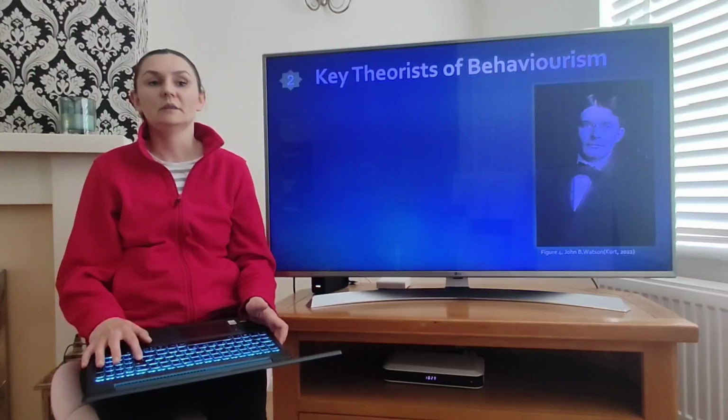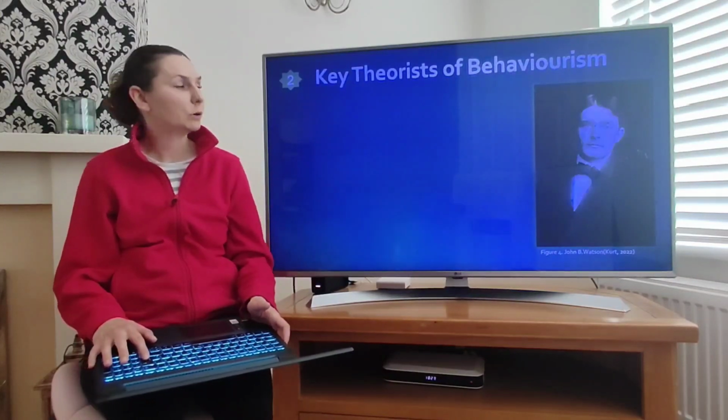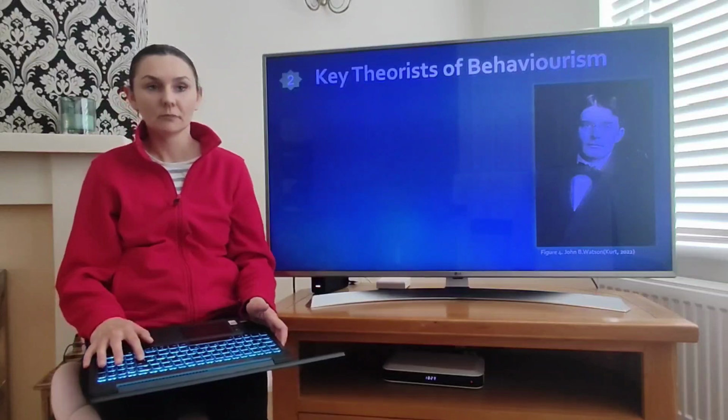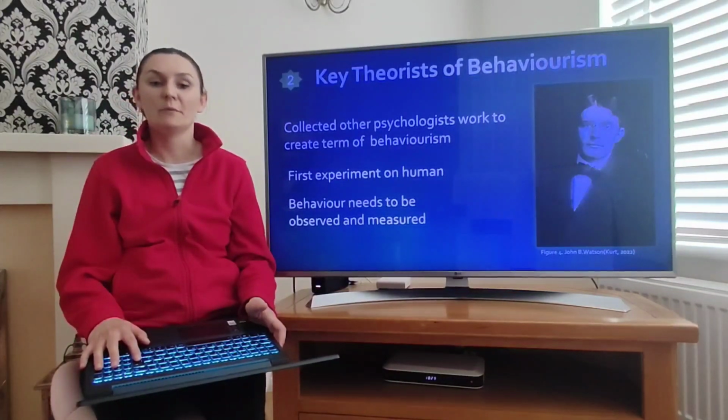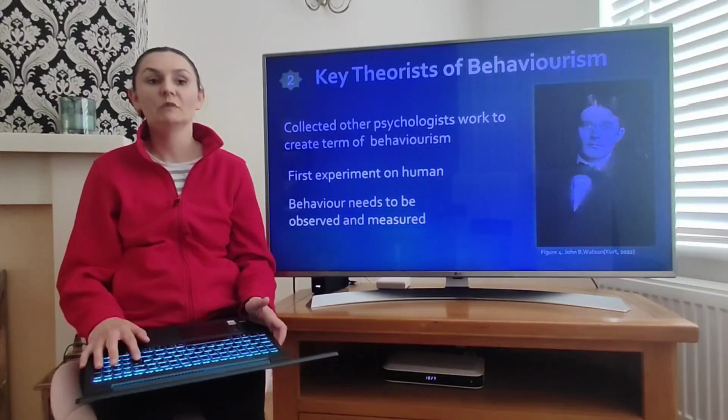The second main theory of behaviorism is John Broadus Watson. He is credited with collecting the work of other psychologists and creating the term behaviorism. Watson brought this psychology perspective to a scientific field, believing that behavior can be measured within the outside world. He performed the first experiment in a lab-controlled environment on a human. In 1920, Mr. Watson, together with his student Rosalie Rayner, performed a controversial experiment at Johns Hopkins University.